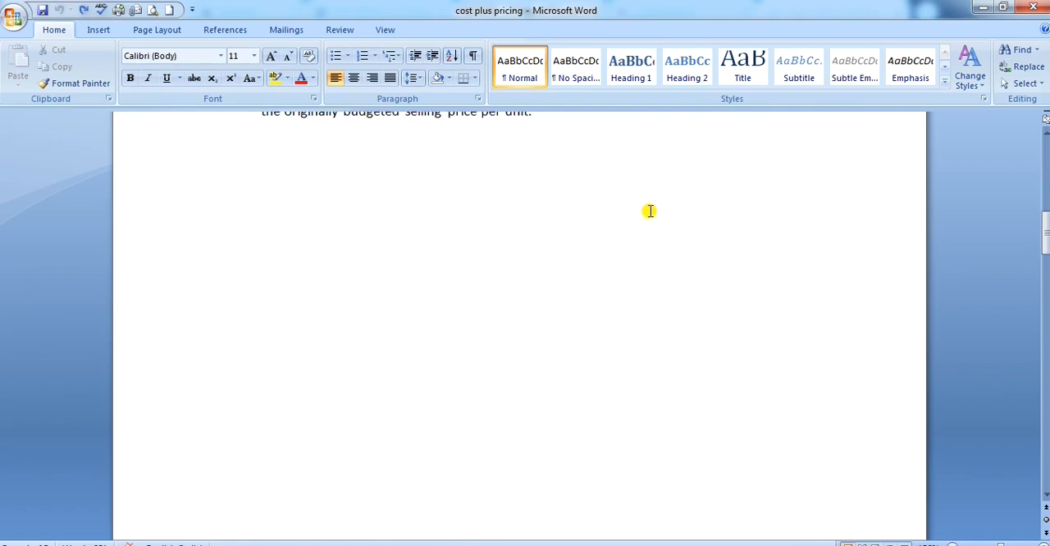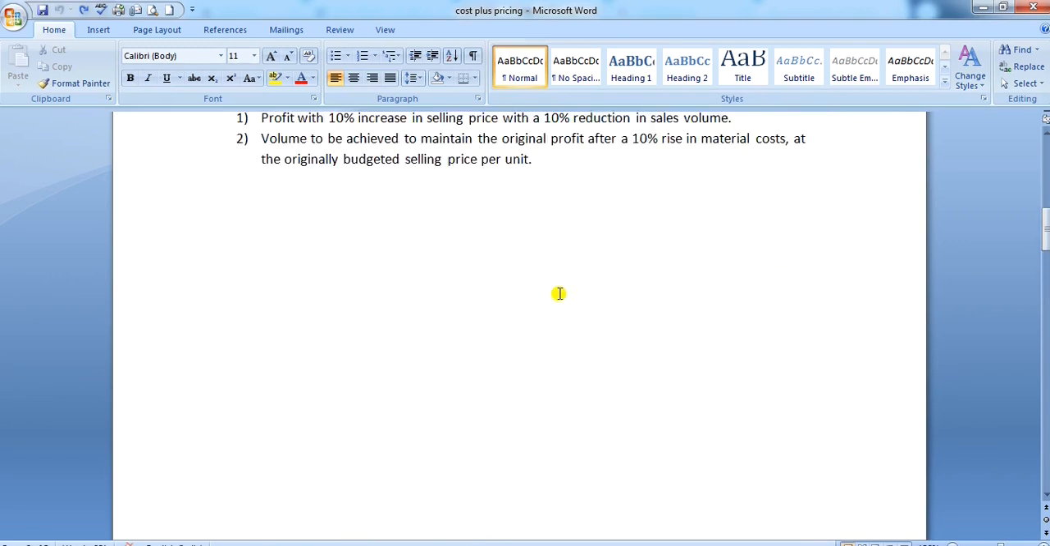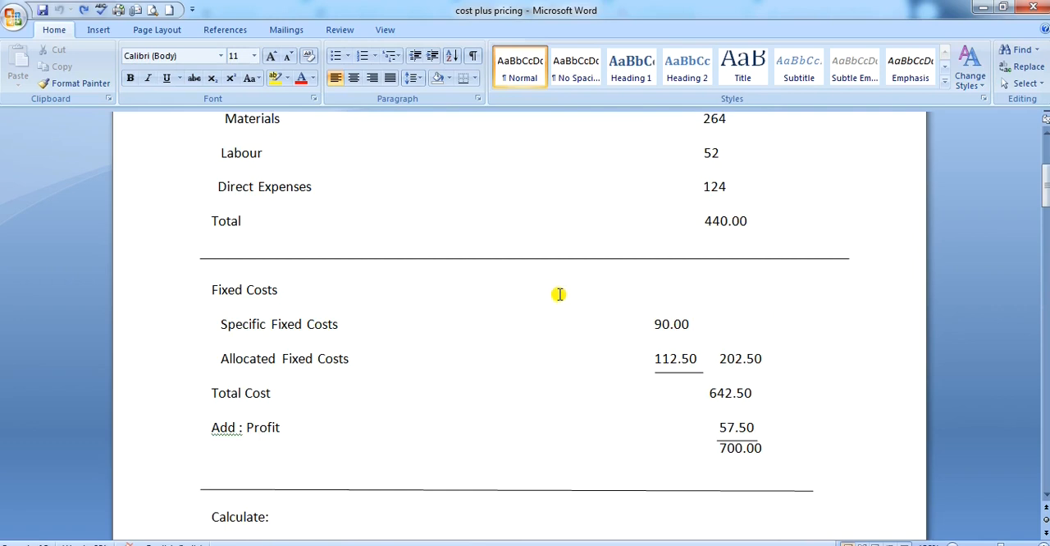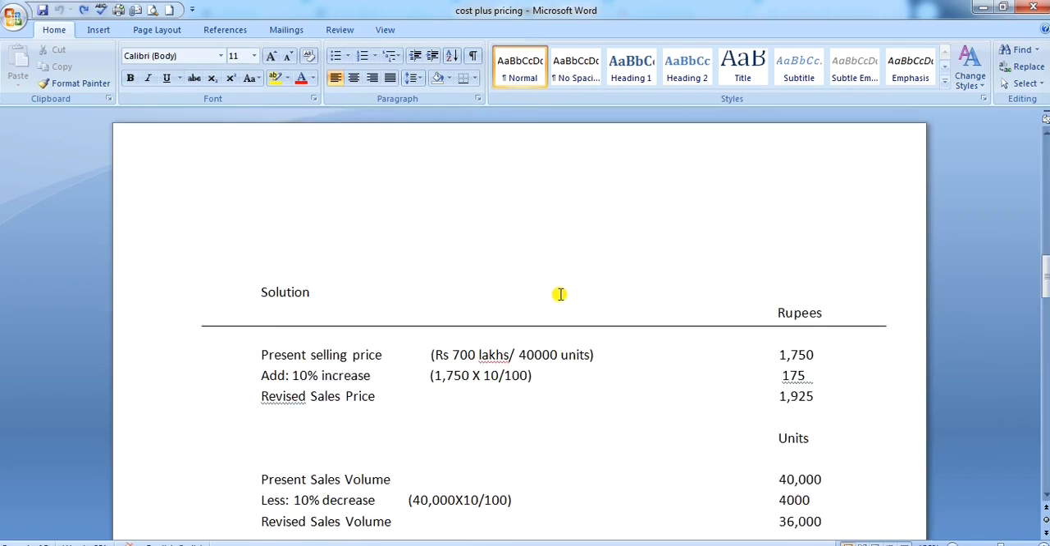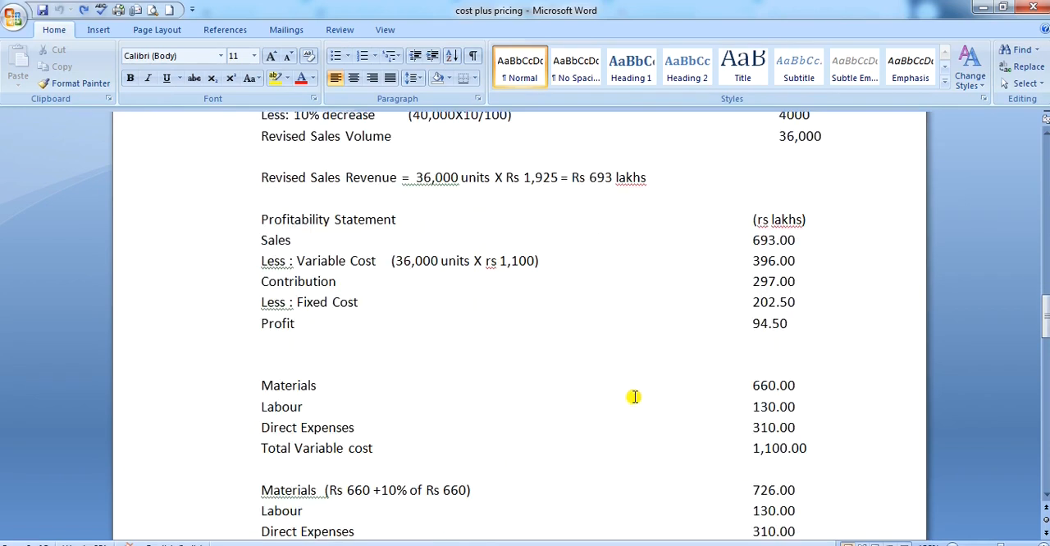Now what would be the material cost for 1100 rupees? It is very simple again. So we have 264 by 440 into 1100. We will get the apportioned amount for the materials cost in 1100 rupees, that is 660 rupees. The same we can apply for the labor as well as the direct expenses.